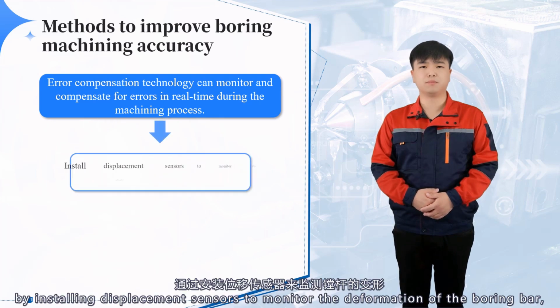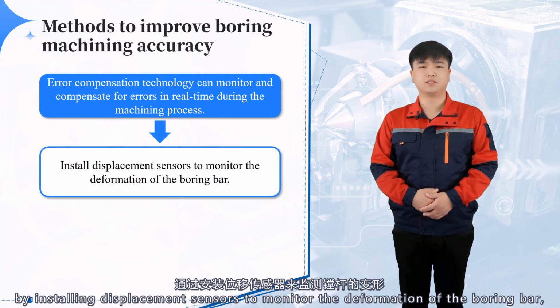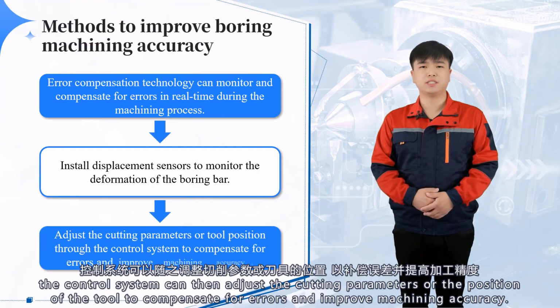For example, by installing displacement sensors to monitor the deformation of the boring bar, the control system can then adjust the cutting parameters or the position of the tool to compensate for errors and improve machining accuracy.